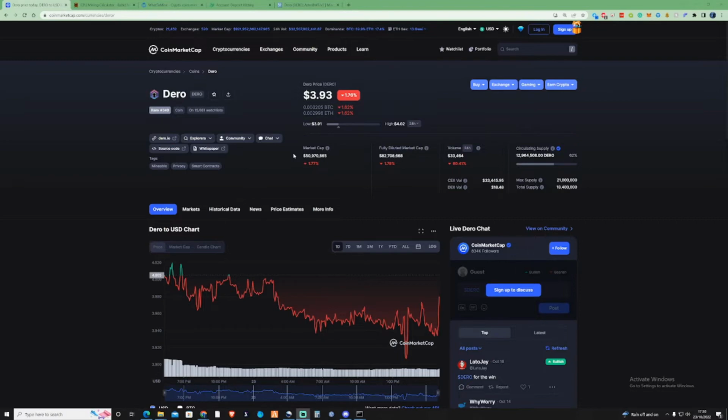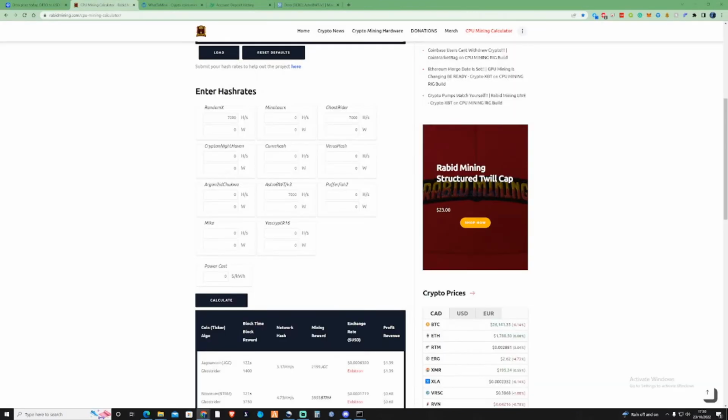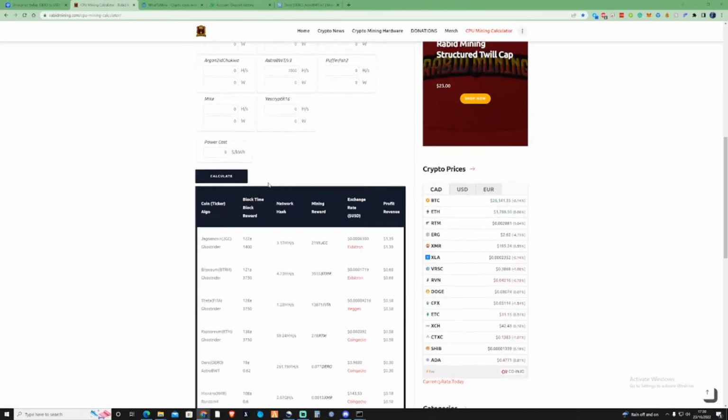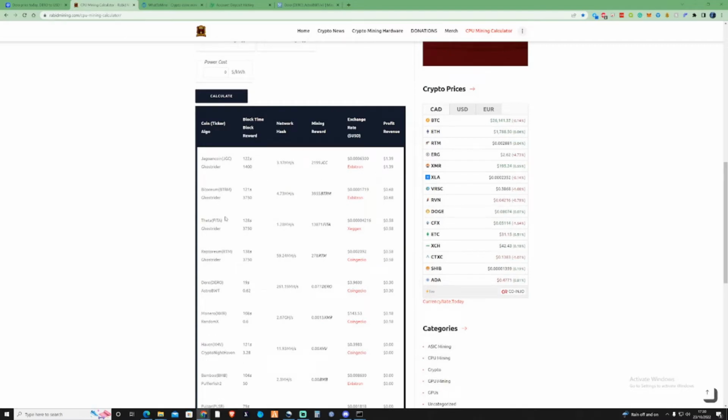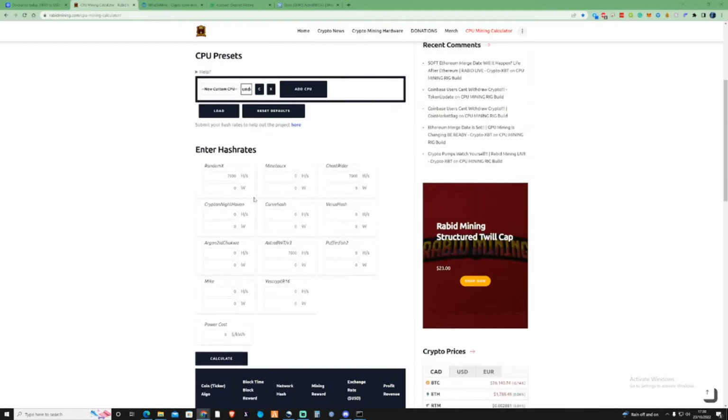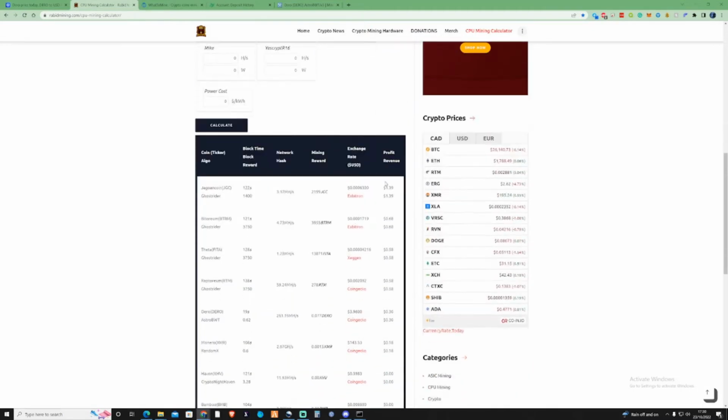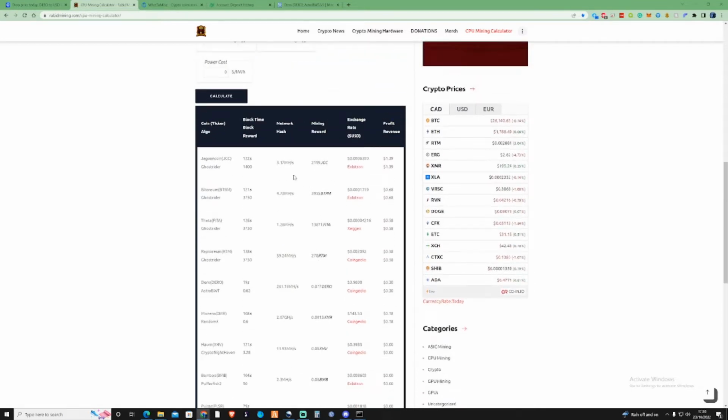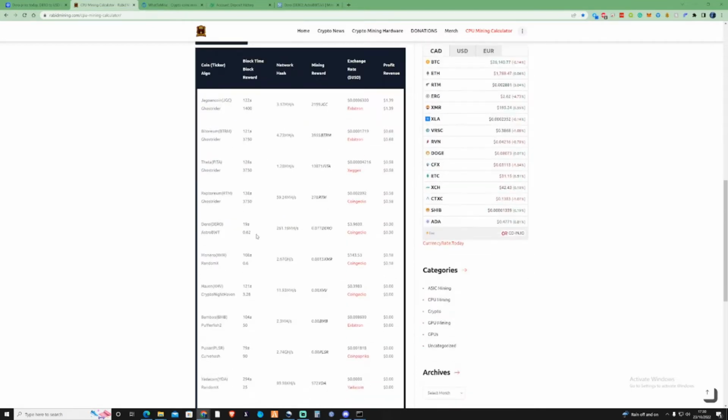So what I have noticed is that if you check over on Rabid Miner's Calculator, which is a great calculator, it shows you the different cryptocurrencies at this specific moment in time on your CPU. If you input your own hash rates, it'll tell you your profitability with your own power, the kilowatts added in there. I started mining DERO on AstroBWT about 6 days ago. It wasn't on here before, and if it was, it was showing 0, 0, and wasn't showing any profit at all.